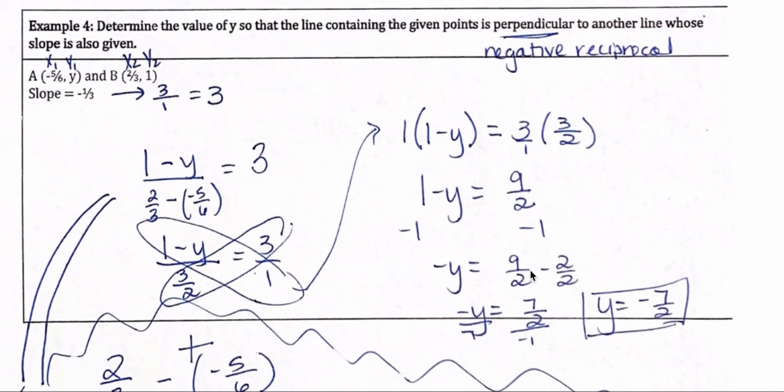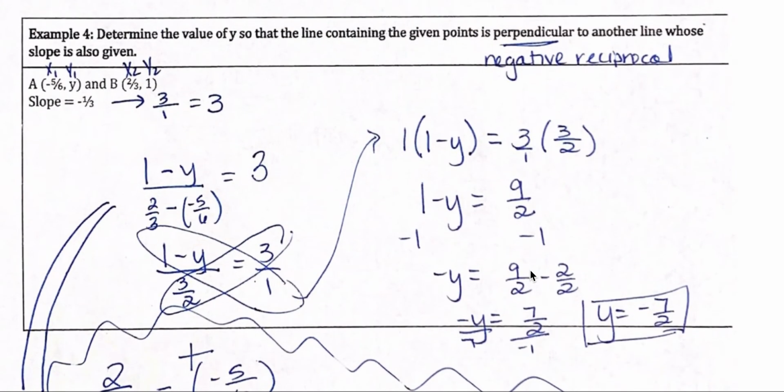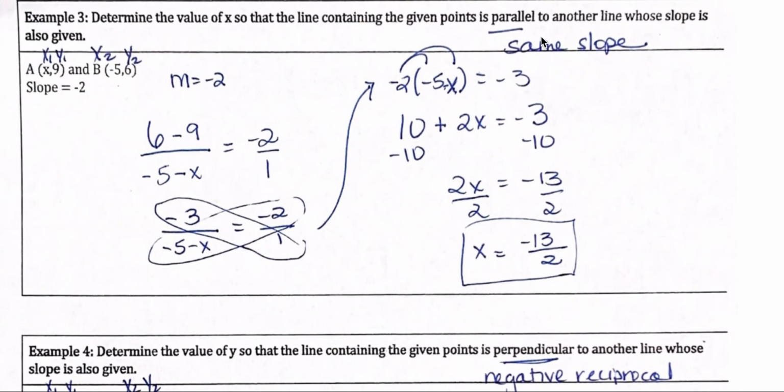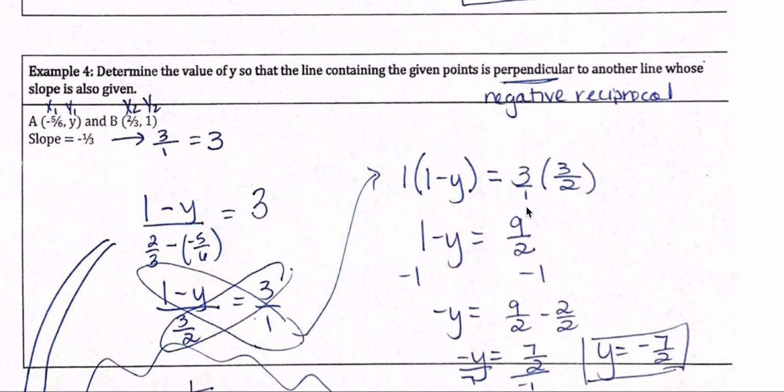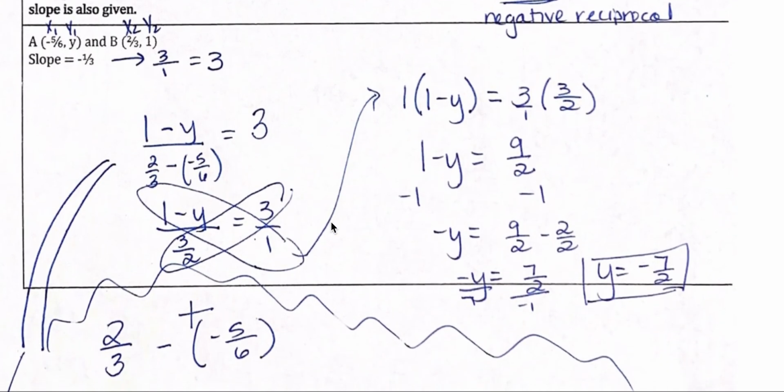Number 4 is very similar to number 3, except for this one, you want to find a line that is perpendicular. So you can't just set it equal to the provided slope like you did up here. This one, you have to find the negative reciprocal before completing the problem. So your slope was negative 1/3. We want to flip it and change the sign. So it becomes 3 over 1 or just 3. That is what we're going to set our equation equal to.